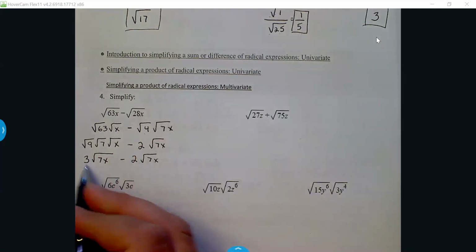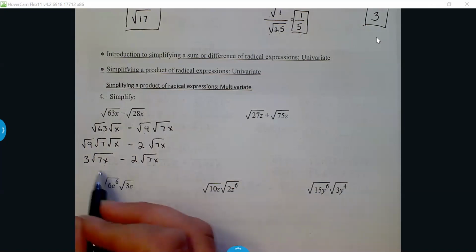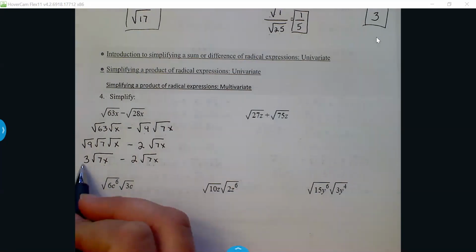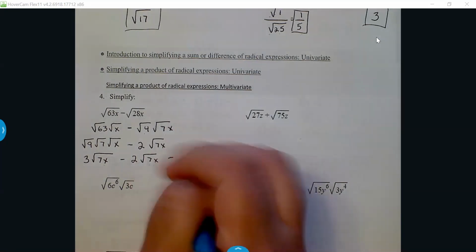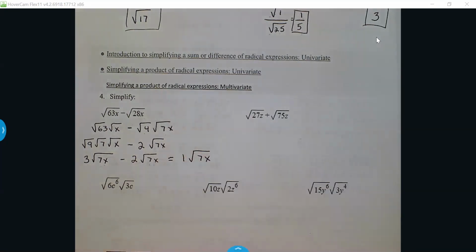So I have 3 times the square root of 7x minus 2 times the square root of 7x. Now that these are the same, I can subtract them. So 3 minus 2, this would just be 1 times the square root of 7x, or just the square root of 7x.